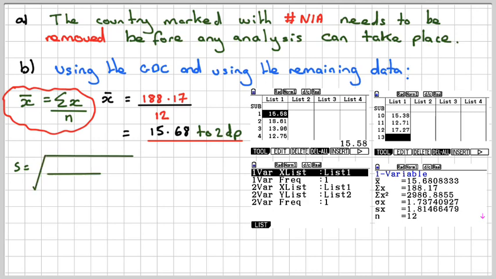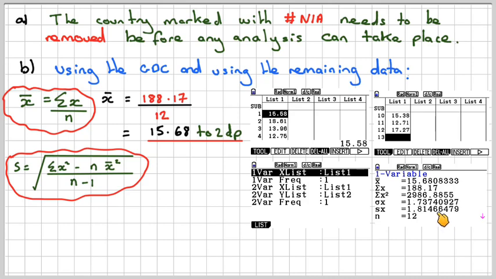And then the standard deviation is the square root of sigma x squared minus n times x bar squared over n minus 1 for MEI maths. Again, you can get this information directly from the calculator. The value that you want is this one here. If you're doing the other boards, they will probably want you to do this one, and then you wouldn't put n minus 1 here.